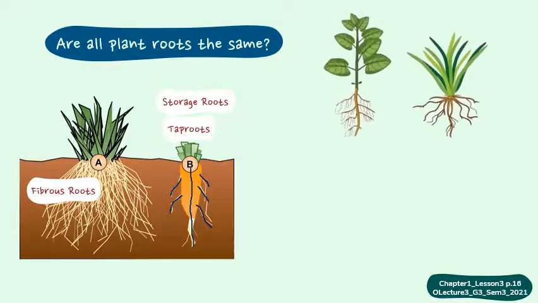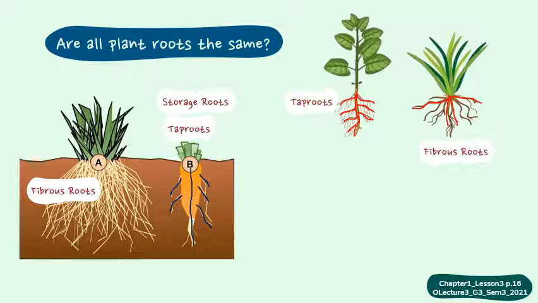Other examples. Here are two types of plants. The first one, look, there is a main line with small side roots. What's the type of the roots? Tap roots, fibrous, or storage? Tap roots. Excellent job. The second one. Is there a main root? No, there is no main root. They look like messy hair. This is a system of fibrous roots.